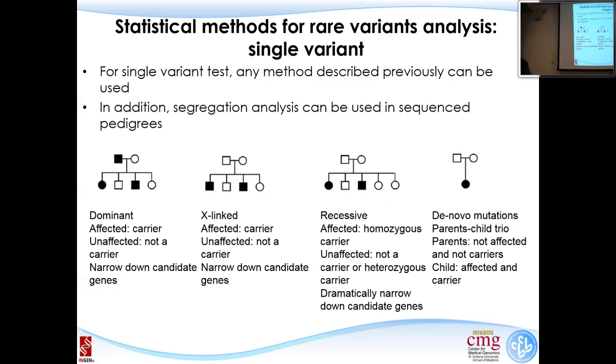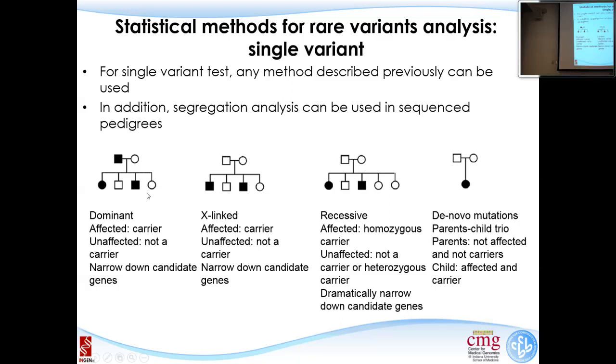If you are doing single rare variant analysis, in theory, any method I talked about previously can be used. But the statistical power is a totally different story, which I will talk about later. Besides formal statistical tests, if you have pedigree data, you can do a simple segregation analysis. For the pedigrees, you just compare which variants are carried by the affected people and not carried by the unaffected people.